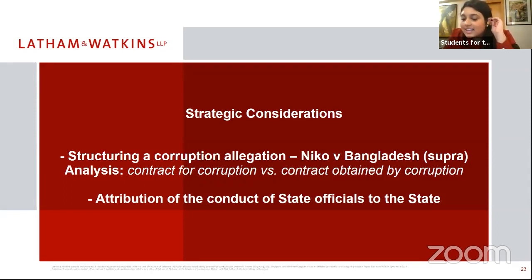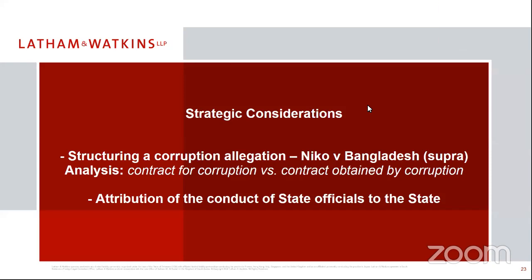Is an ICSID award subject to non-recognition in a national court based on public policy, like non-arbitrability of corruption or fraud matters, even when parties agree to exclude the jurisdiction of national courts in their contract? So the thing about ICSID awards is that it's different from New York Convention awards, because New York Convention awards can be subject to the public policy round of analysis.